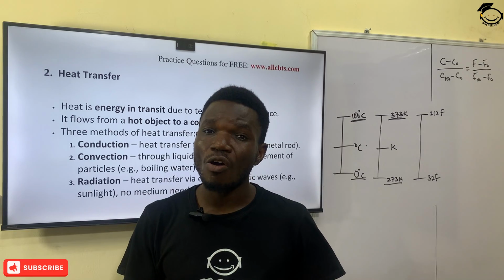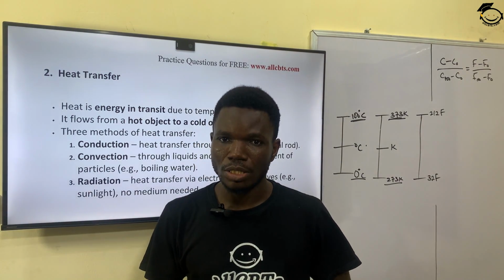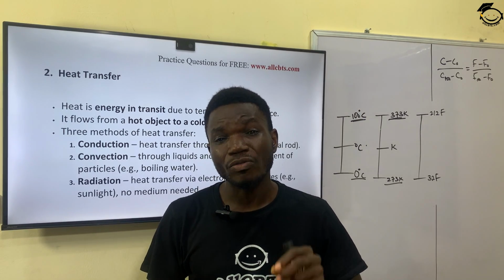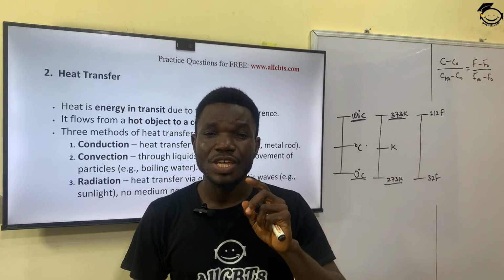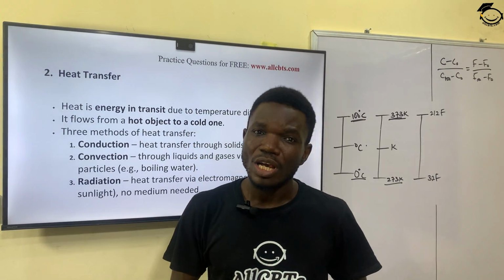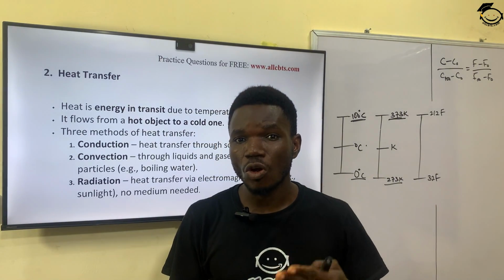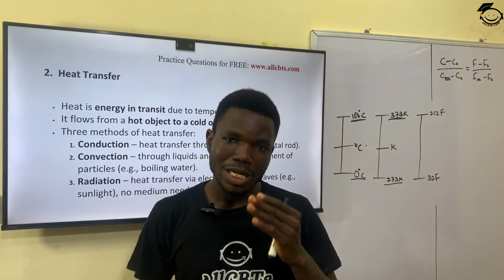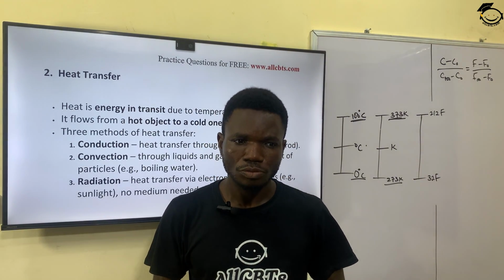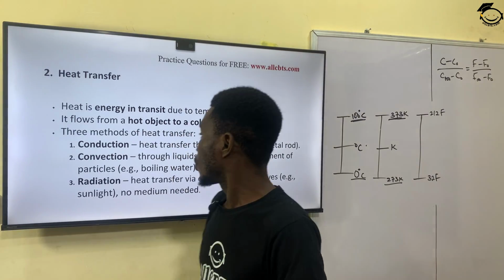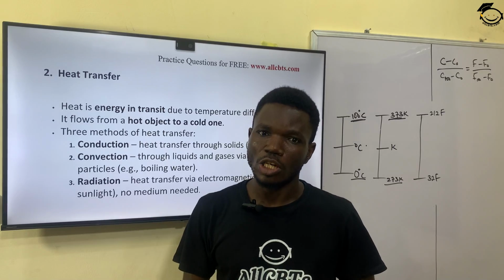The next method of heat transfer is radiation. Radiation is the transfer of heat through a vacuum using electromagnetic rays or electromagnetic waves. One example of such heat transfer is the transfer of heat from the sun to the earth. The method by which you can feel the effect of the sun on earth is called radiation. So these are the three methods of heat transfer.